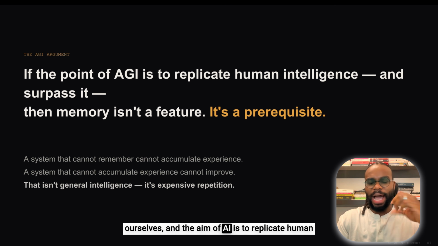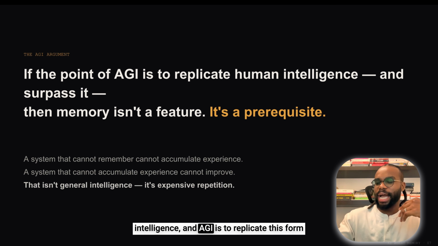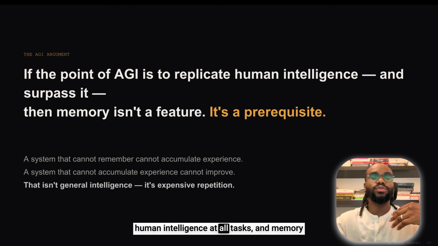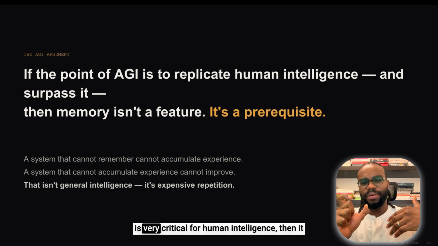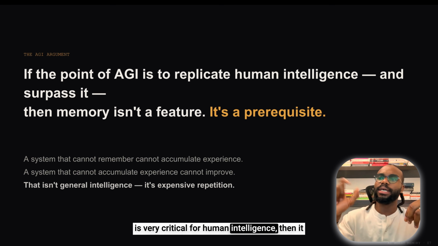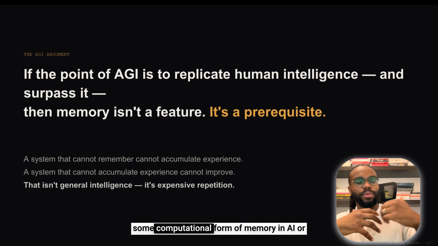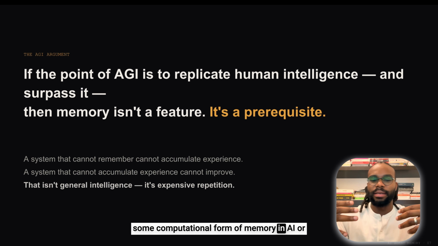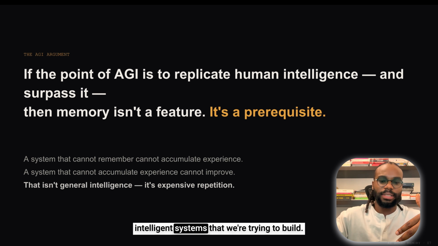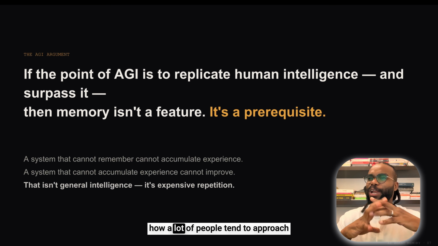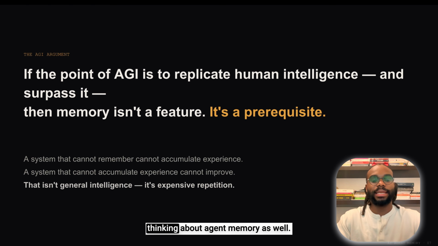The aim of AI is to replicate human intelligence, and AGI is to replicate this form of computational intelligence that surpasses human intelligence in all tasks. And memory is very critical for human intelligence. Then it makes sense to try to implement some computational form of memory in AI or intelligent systems that we're trying to build. And that is the basis of how I approach agent memory. It's also the basis for how a lot of people tend to approach thinking about agent memory. It's the easiest way to approach it.